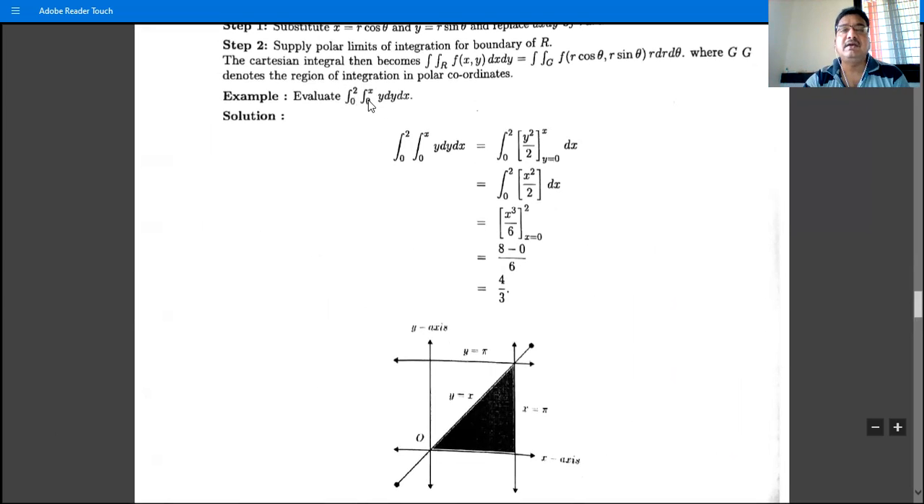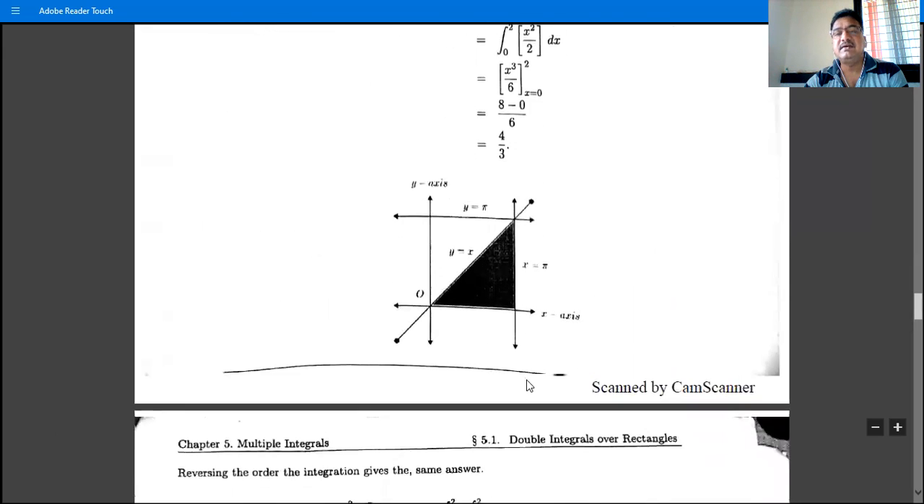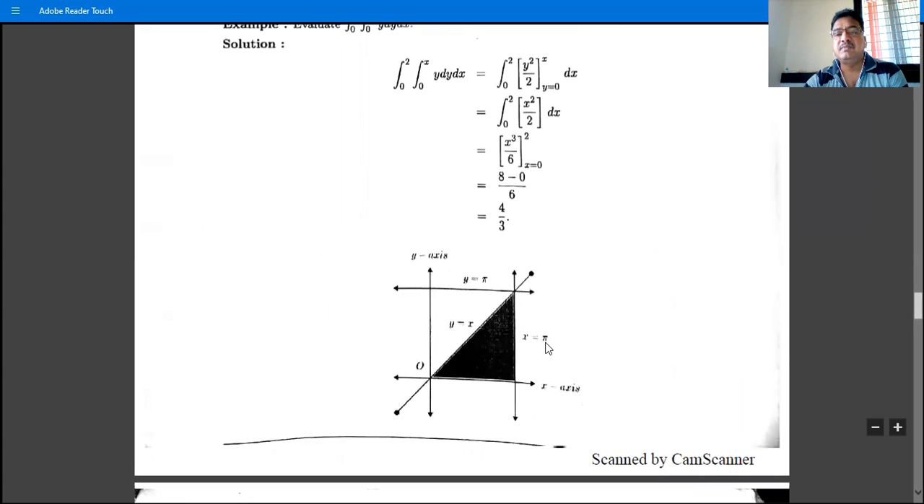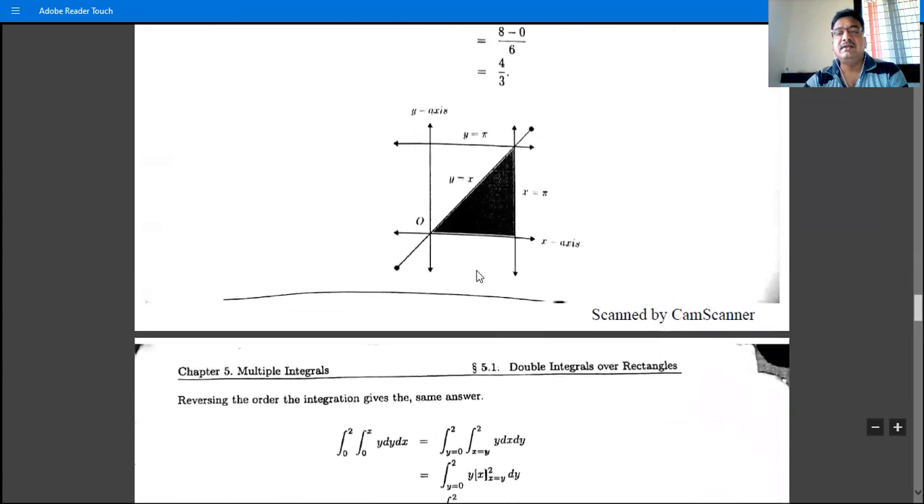First draw the figure. So y is equal to 0 means x axis. Then y is equal to x is this line that divides the first quadrant in two equal parts, makes a 45 degree angle with x axis and y axis. Here x is equal to 0 means y axis, and x is equal to 2 is this line. Here it is not pi, it is 2.